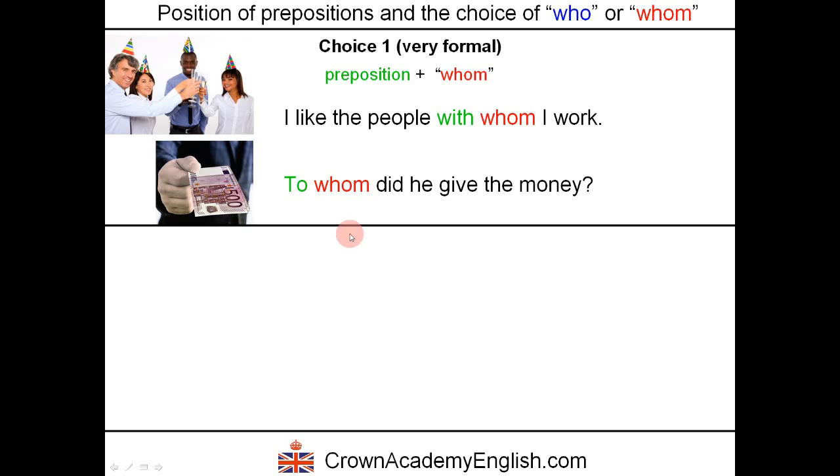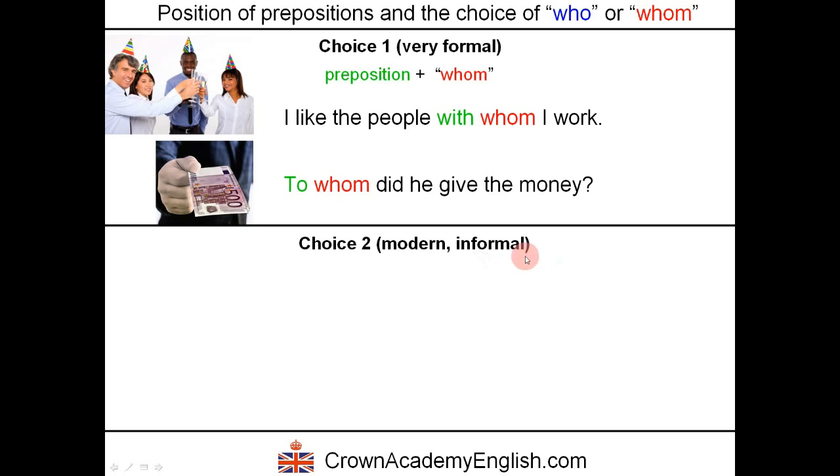Another example: to whom did he give the money? So we have the preposition to, immediately followed by whom. Did he give the money? It's a question. And this is the object of a preposition. Remember, a preposition is always followed by a noun or pronoun, and it is the object of that preposition. And since whom is always the object, we use whom. But again, this is formal language. It's not very common.